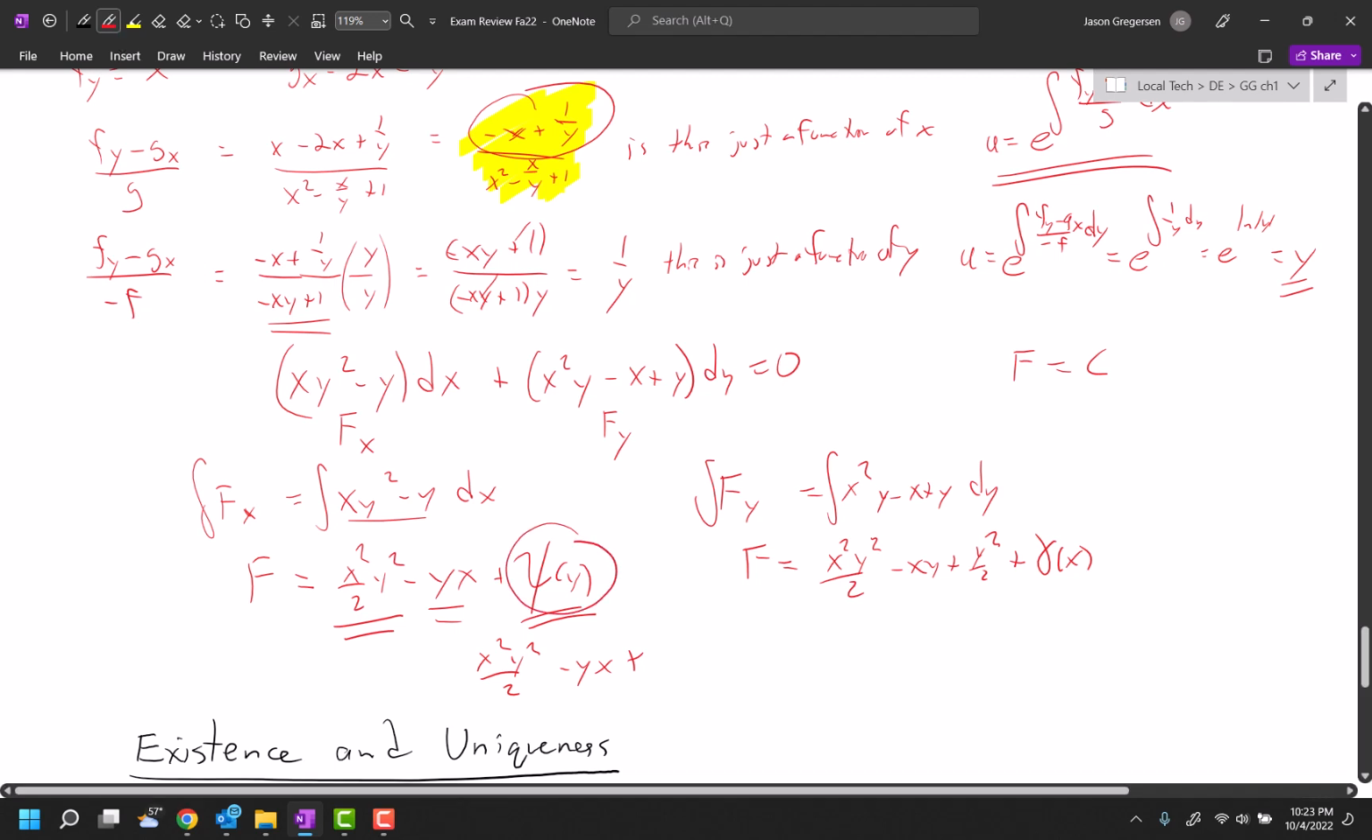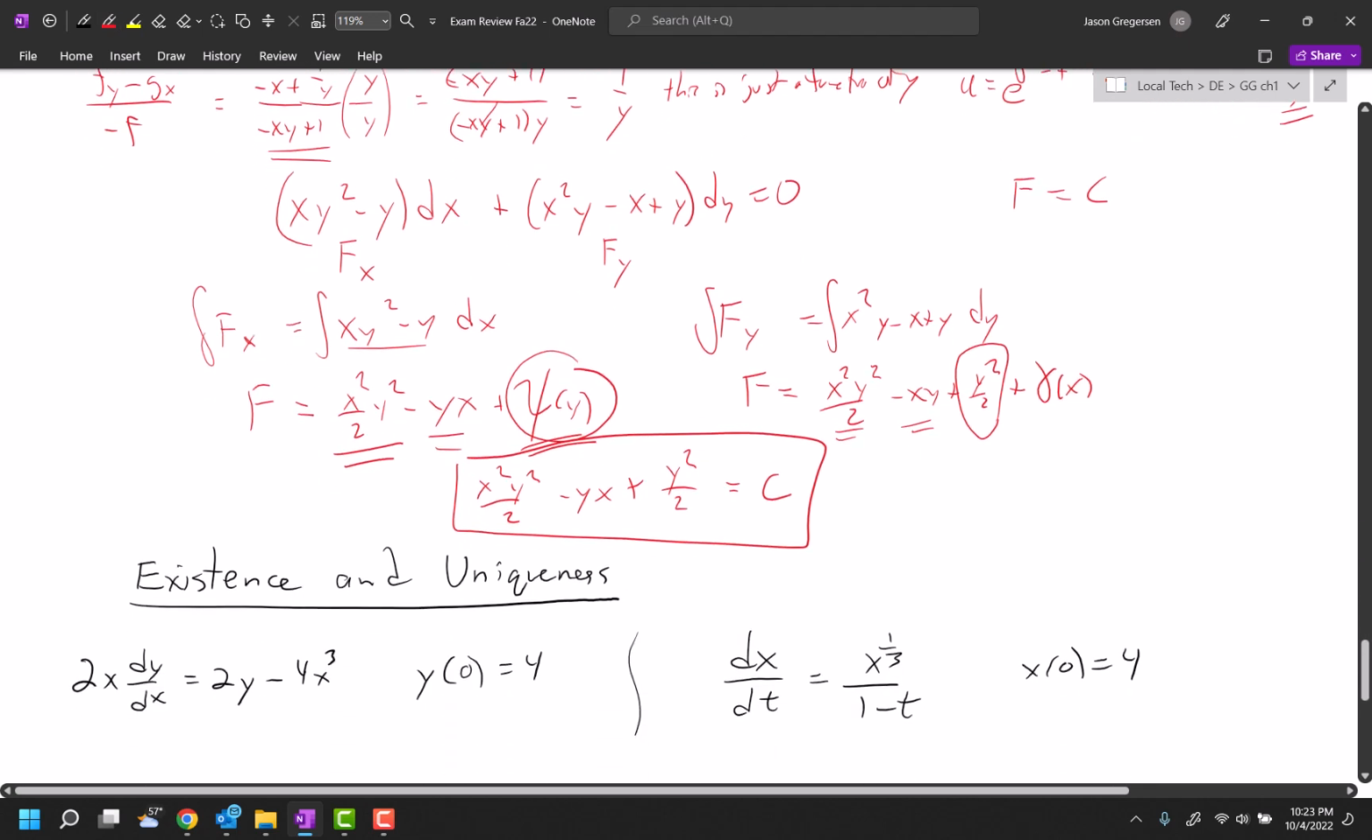Now I look to my other piece. That's not a function of just x, this right here is a function of just y. That must be my missing psi of y. So that's my unknown function f. This guy equal to constant is my solution. Okay, so this is an example of calculating the integrating factor needed to make this originally not exact equation into an exact equation, and then finishing the solution process.